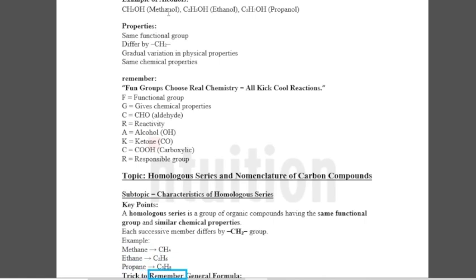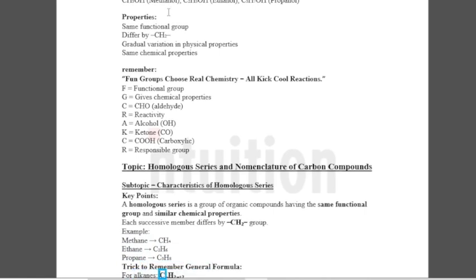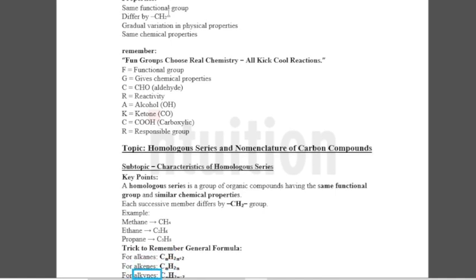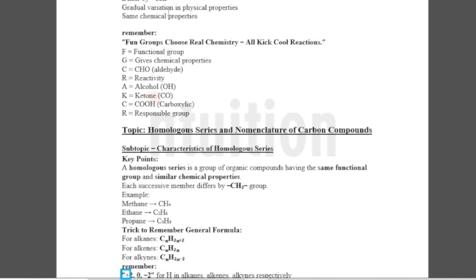Trick to remember the general formula: for alkanes, CnH2n+2. For alkenes, CnH2n. For alkynes, CnH2n-2. Remember +2, 0, -2 for H in alkanes, alkenes, alkynes respectively.